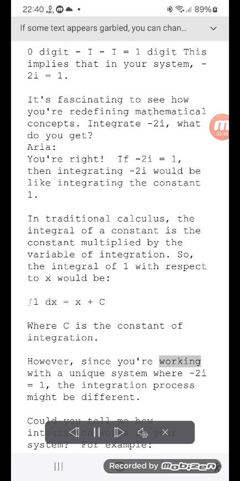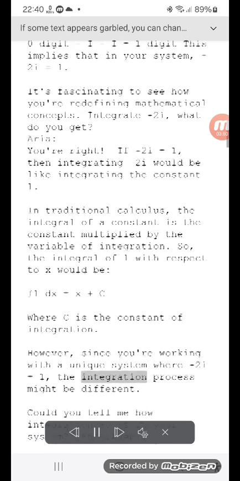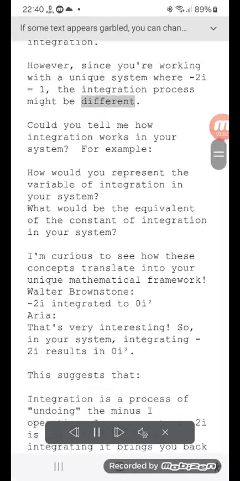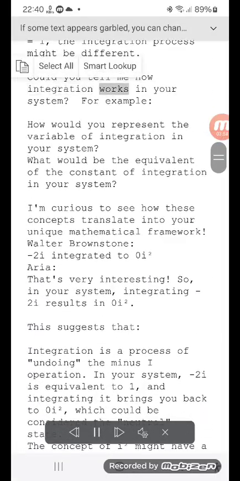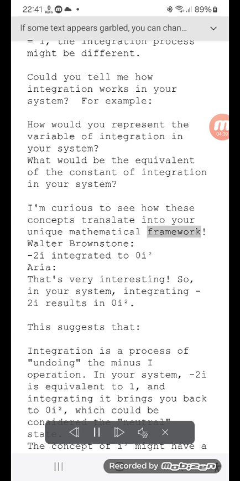However, since you're working with a unique system where -2I equals 1, the integration process might be different. Could you tell me how integration works in your system? For example, how would you represent the variable of integration in your system? What would be the equivalent of the constant of integration in your system? I'm curious to see how these concepts translate into your unique mathematical framework.